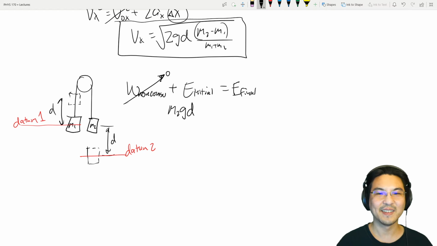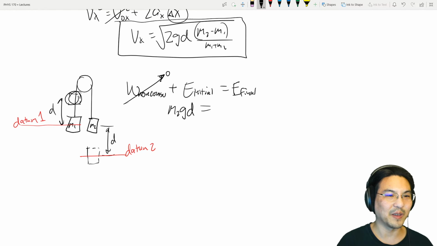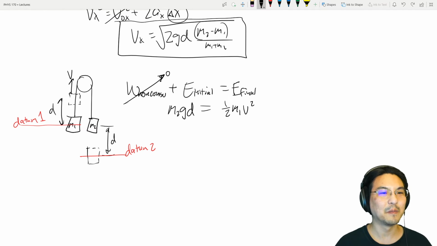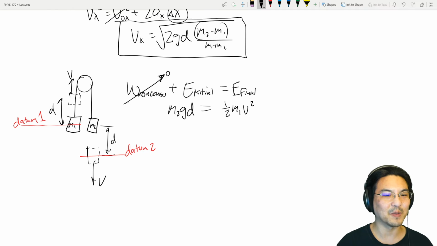And then that's it. Okay, now final. Now we're here, so block 1 is moving with some speed, so it has kinetic energy. Block 2 is moving with some speed, so it also has kinetic energy, 1/2 mv squared.